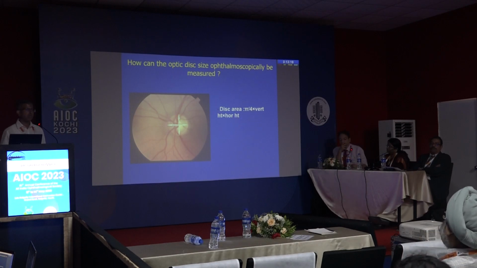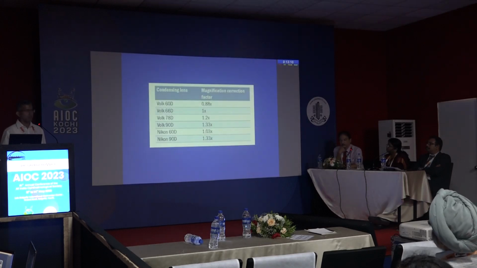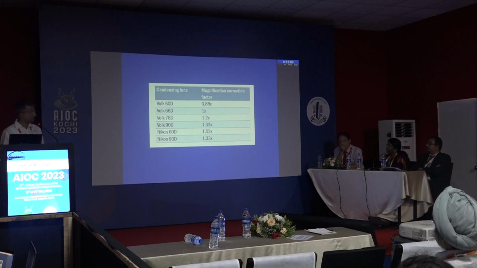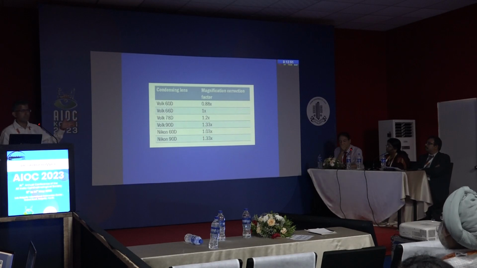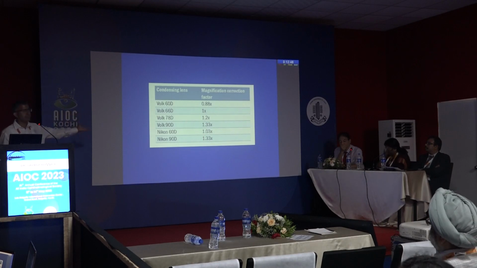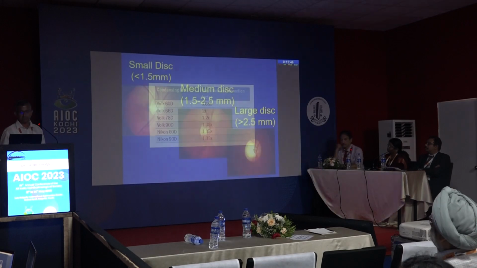If you are mathematically inclined, you can use a formula to look at the disc area. But most of us just look at the vertical disc diameter, and that will give you an idea of the disc size. Don't forget that each of the lenses available to you has different magnification factors. So if you're measuring on the slit lamp with the graticule and you get a measurement of 1.2, if you're using a Volk 66D, that's exactly what the vertical height is. If you're using a Volk 90D, you need to multiply that by 1.33, that's all.